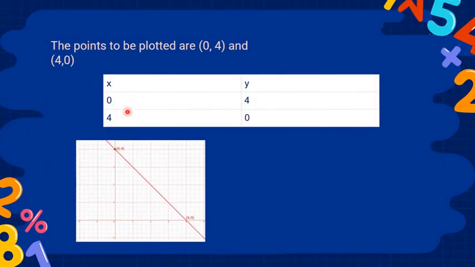See, the x values are 0 and 4. When the value of x is 0, the value of y is 4. I said this in the previous slide. See, how to plot: this is the origin, this is the x-axis and this is the y-axis. It is our point 1, point 2, point 3. Finally, we got point 4.